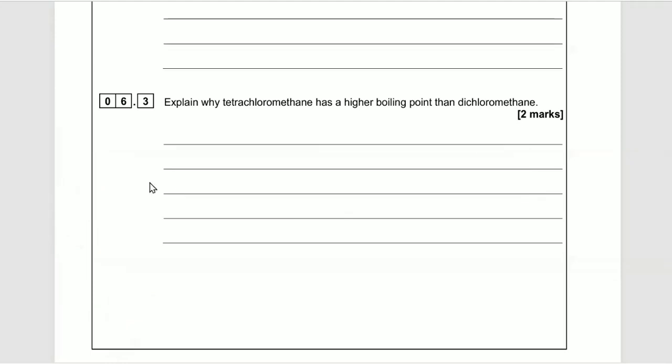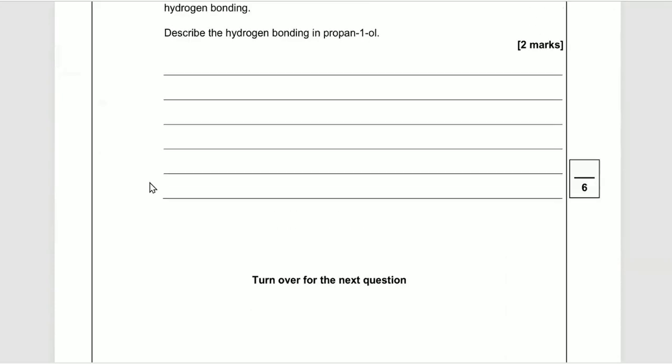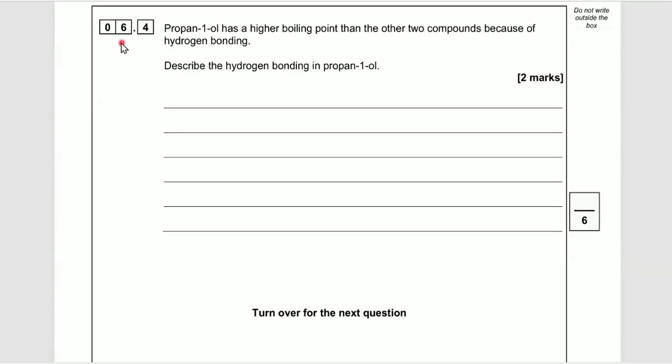Okay, cool. So now we're going to move on to 6.4. This is the last part of the question. Let's just get this into focus. 6.4, propan-1-ol has a higher boiling point than the other two compounds because of hydrogen bonding. Describe hydrogen bonding in propan-1-ol.